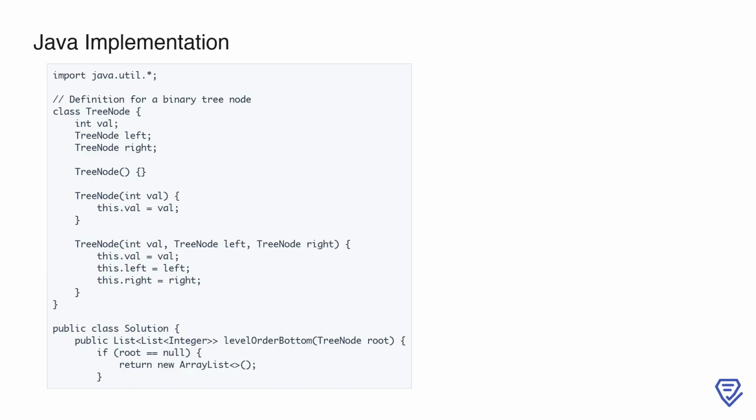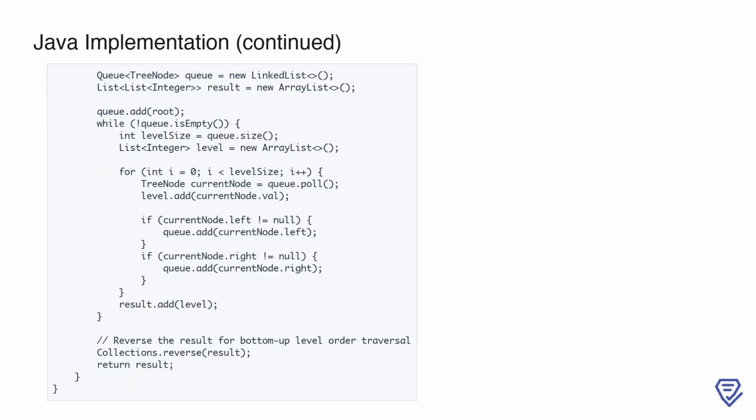This method is designed to perform a level order traversal of a binary tree, but instead of returning the levels from top to bottom, the levels will be returned in reverse order, from bottom to top. The first step in the method is to handle the edge case where the root is null. If the tree is empty, we simply return an empty list. Now, we initialize a queue to facilitate the level order traversal and a list to store the final result. The root node is added to the queue as the starting point.